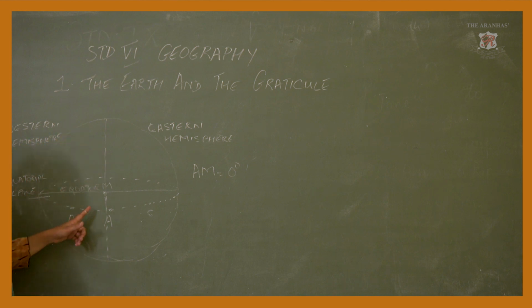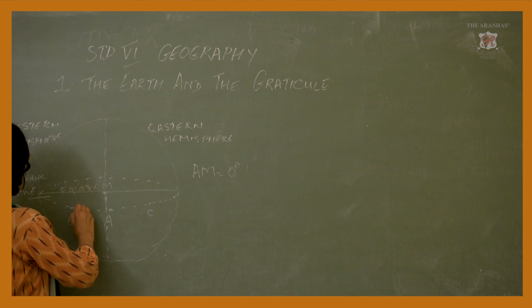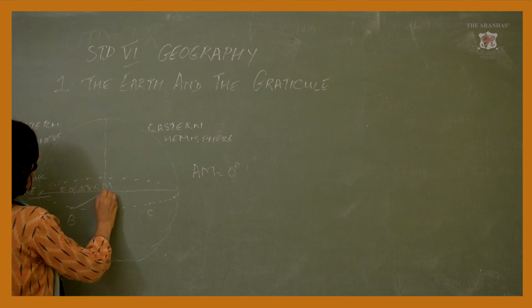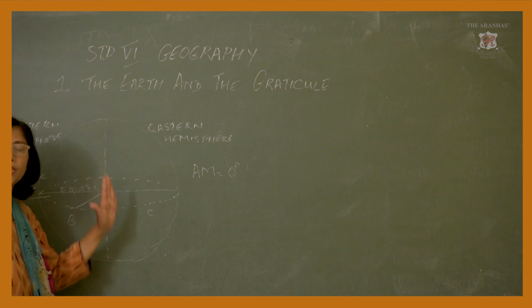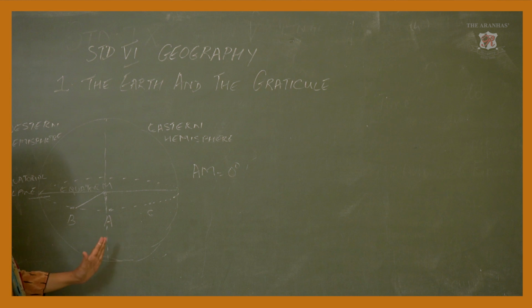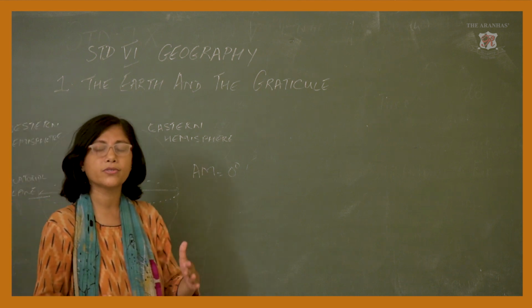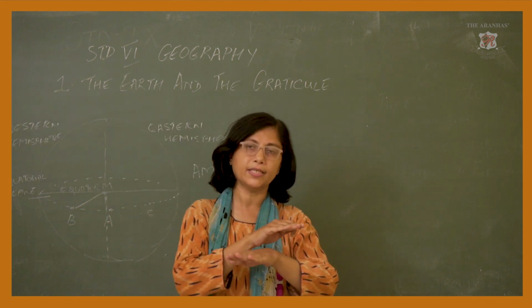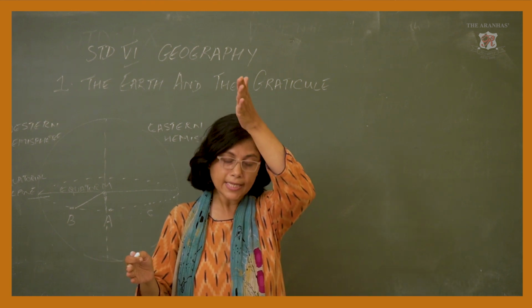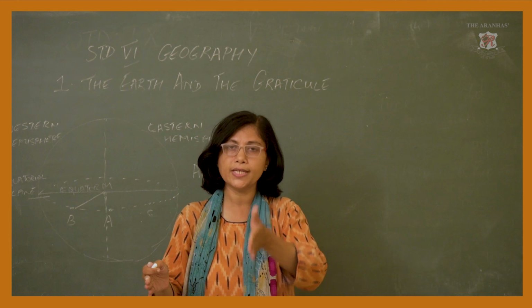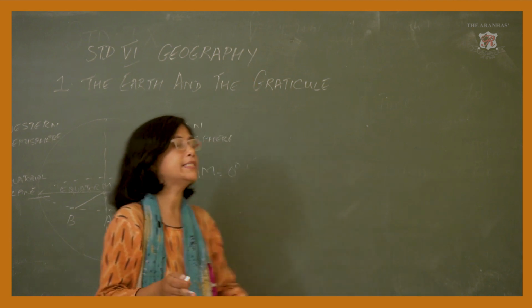Now if I draw a line joining B and M, this center imaginary line is called the prime meridian. Just as the equator was the imaginary line dividing the earth between north and south, the prime meridian is an imaginary line at 0 degrees that divides the earth into east and west.